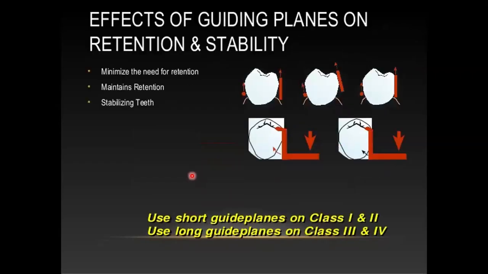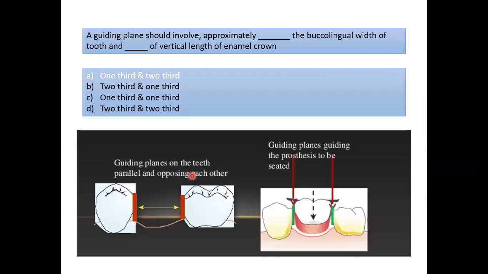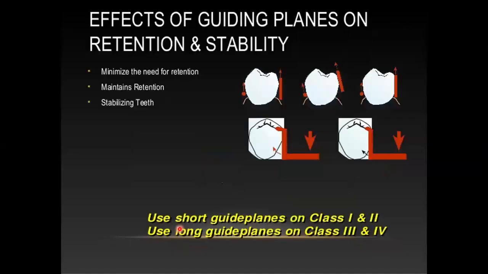And even this varies. Okay, in this case, it is a class 3 kind of condition where you should prepare almost complete, or more than two-thirds, of this vertical height. For a class 1 or a class 2, this can be a little bit shorter. So use a short guide plane for class 1 and class 2. For your class 3 and class 4, use a long guide plane preparation.